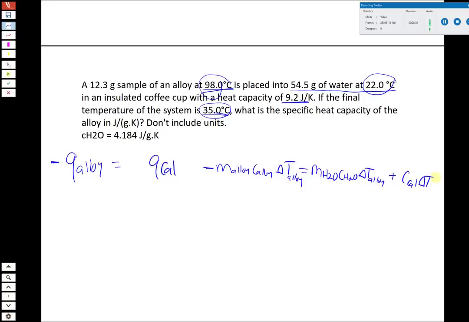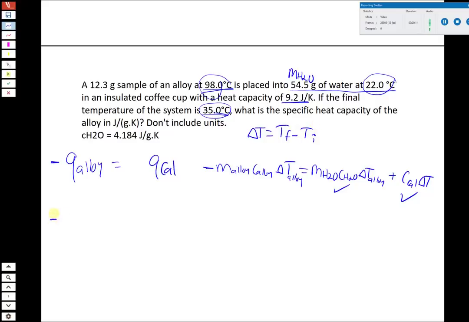So we look at the information in the problem. We know the mass of the water in the calorimeter, so we have to include this term. We also know the coffee cup, which is the calorimeter in this case, has a heat capacity of 9.2 joules per Kelvin. So we also have this term, and we have to include both of them. We have to include both the heat absorbed by the water and the heat absorbed by the calorimeter to do this accurately. Now we can start putting in the information we know. Remember that delta T is equal to T final minus T initial for both of these.